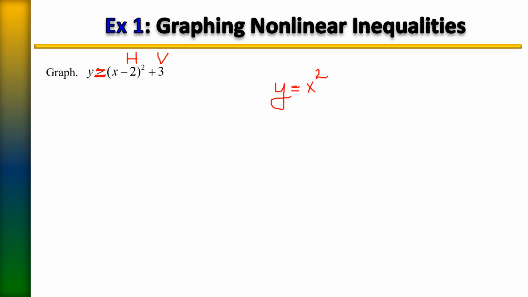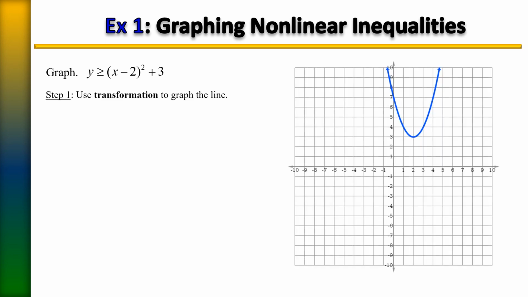So let me erase my screen for a moment and we'll take a look at what that graph is. And before I sketch that parabola, is that going to be dashed or solid? Well, let's take a look at what we have here. If you look at the inequality symbol here, it means we're going to sketch a solid parabola. And so there's the graph of my parabola, over 2 units and up 3.